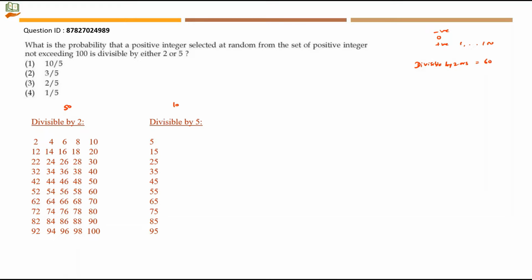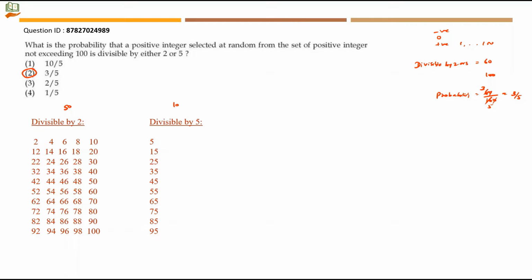So the total count of numbers for which we have to take the probability is 100. So the probability will be 60 divided by 100. When we cancel the zeros, then 2 3s are 6 and 2 5s are 10. So we have a probability of 3 by 5 for a positive integer selected at random from the set of positive integers not exceeding 100 to be divisible either by 2 or 5. Option number 2, 3 by 5, will be the right answer.